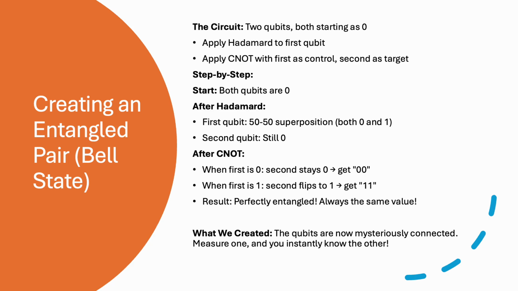The result is an entangled state, a perfect superposition of |00⟩ and |11⟩ with no |01⟩ or |10⟩ terms. The qubits are now correlated. Measure one and you instantly know what the other will be. This simple circuit, just two gates, creates one of the most mysterious phenomena in physics.